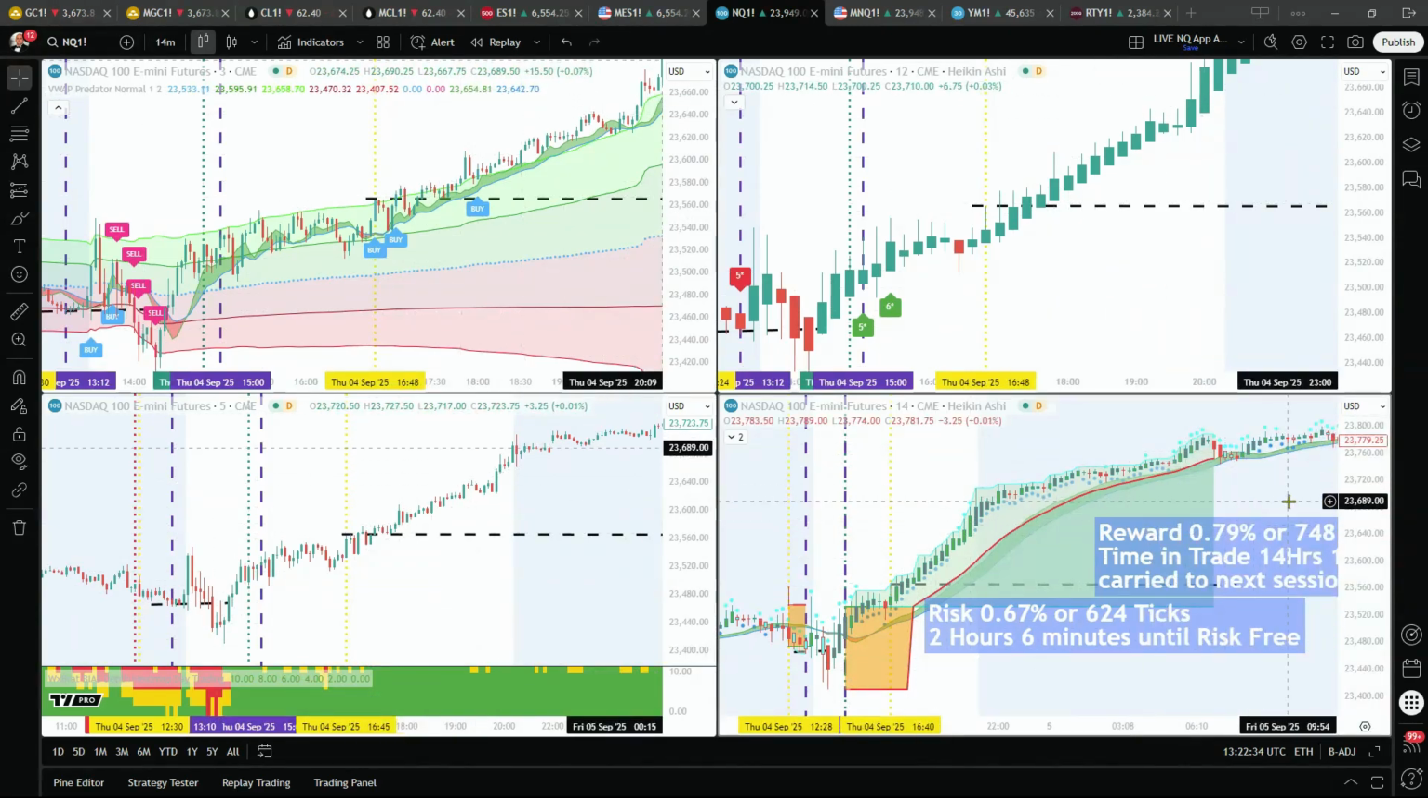And this was a great trade. It was a 748 tick move. You had to carry it overnight, but again, we'll go through some of that data in a minute.